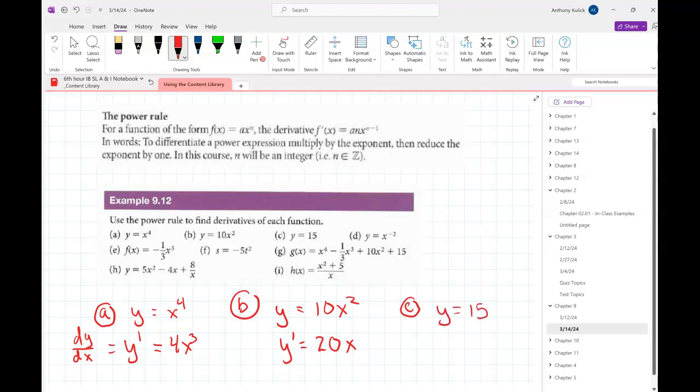Here's a tricky one. Right? What do you do if there's no x? Think about it. Here's your hint. Think about it this way. What's the graph of y equals 15 look like? It's a horizontal line. What's the slope of that line anywhere? 0. So what should the derivative be? 0.